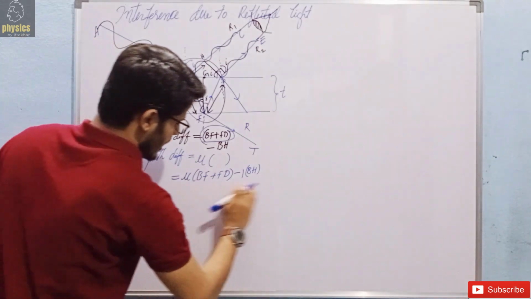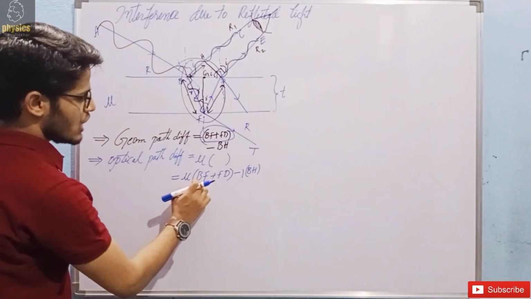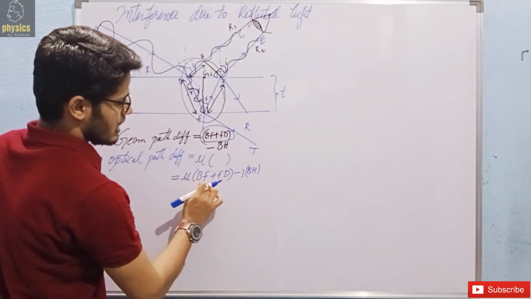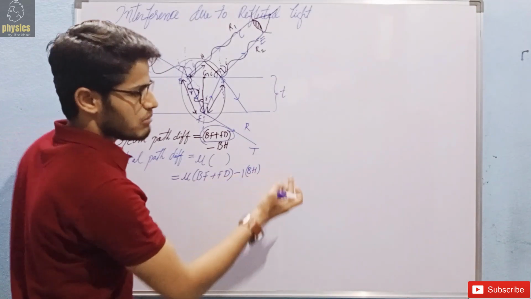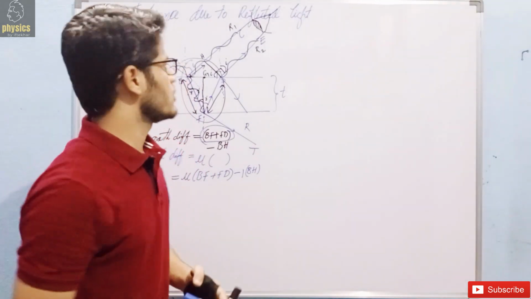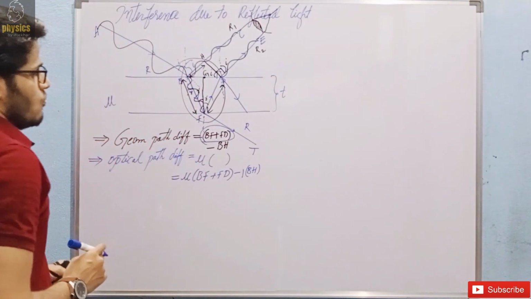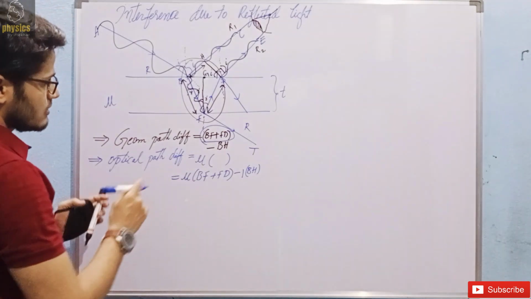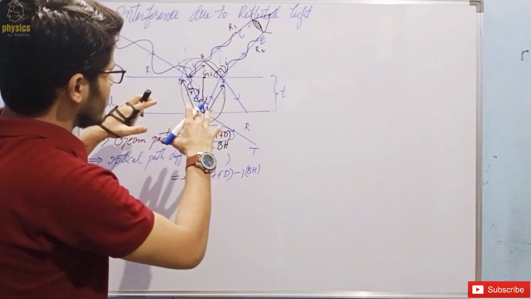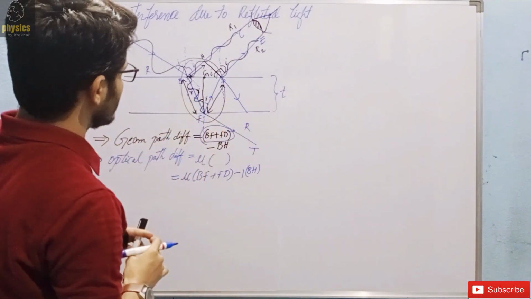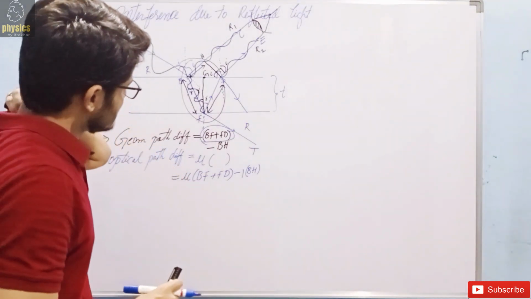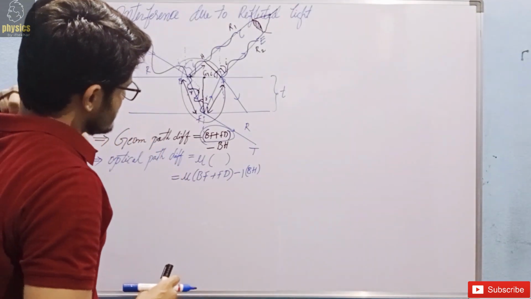Now I have to find out the values of these unknown quantities, the distances BF, FD and BH. Using the geometry, using trigonometry, we are going to do that. Now, first we will find out. From the geometry of the figure, there are some simple calculations, there are some similar distances.